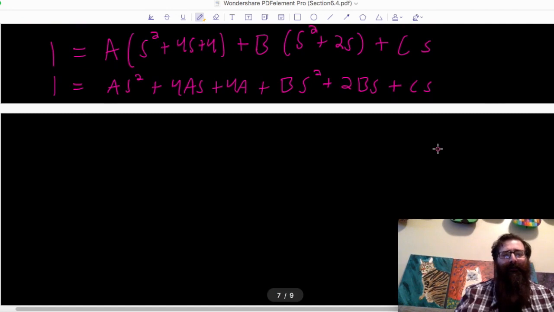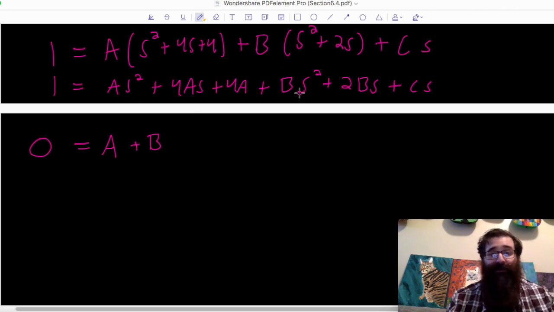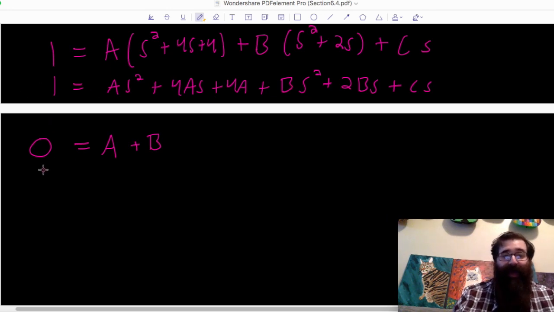And I want to set like terms equal on the left and right. Now on the left, I have no S squared term, so we'll say 0 S squared should be equal to the A S squared plus B S squared. Where the coefficient on S squared on both sides, 0 should be equal to A plus B. Now we move on to the S terms. On the left, I have no S terms, so it's a 0S.